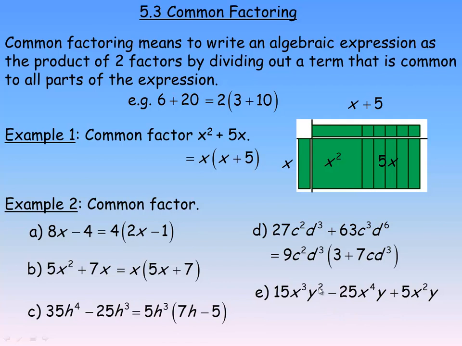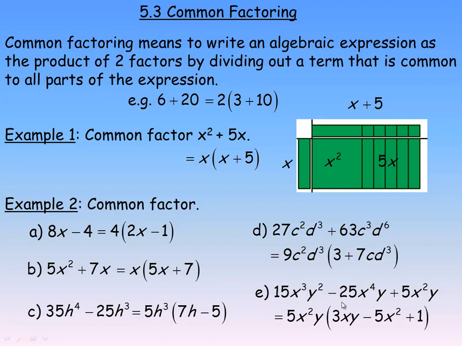And they all have y's. Y squared, y. So y to the 1st is the lowest common power. So the common factor would have a 5x squared y in it, because 5x squared y divides into all the terms. So if we divide this by 5x squared y, 15 divided by 5 is 3. X cubed divided by x squared is x to the 1st. 3 minus 2 is 1. And y squared divided by y is also y to the 1st. 2 minus the 1 here would be y to the 1st.